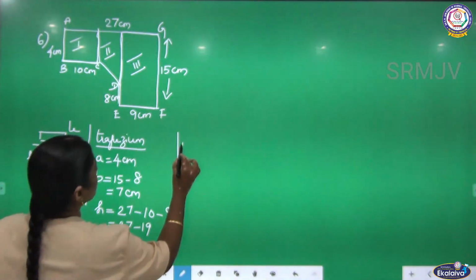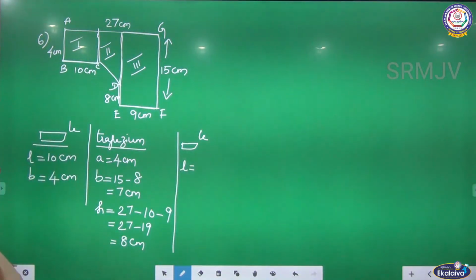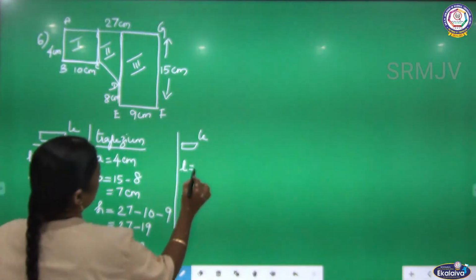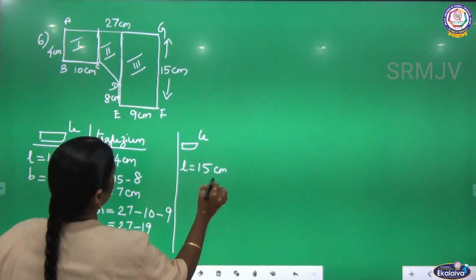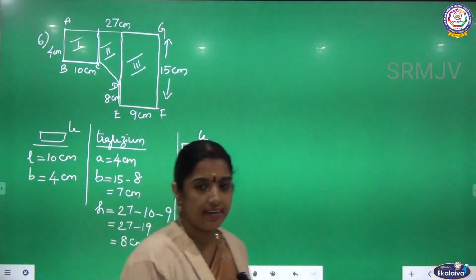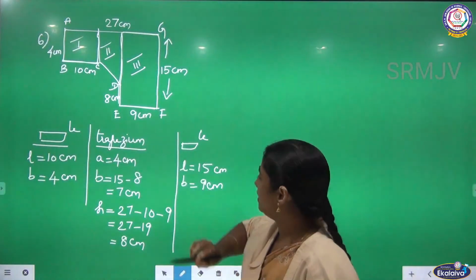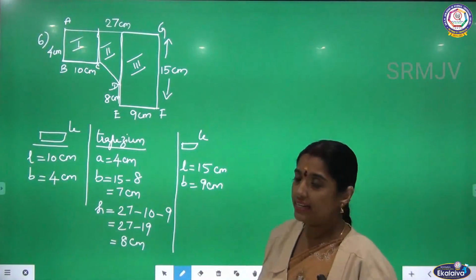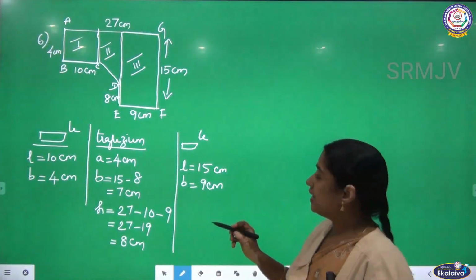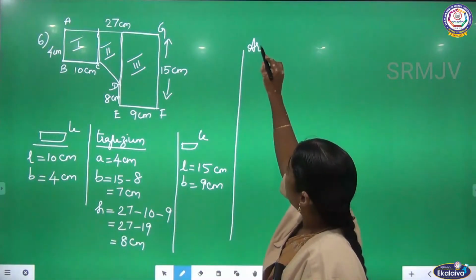Now one more rectangle I am going to write. What is the length? Length is what? 15 centimeter. Your breadth is 9 centimeter. Can you clear this, children? See, this is the length and this is your breadth. So length is 15 centimeter, breadth is 9 centimeter. Now substitute this in the formula.